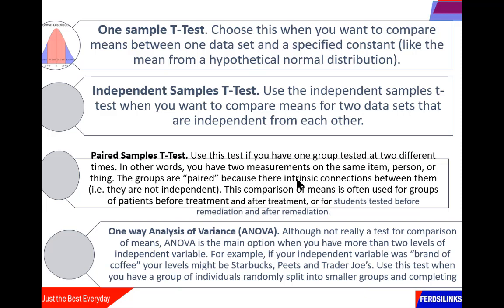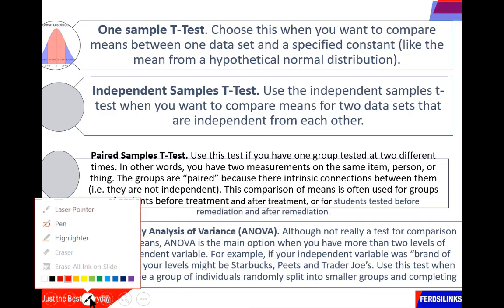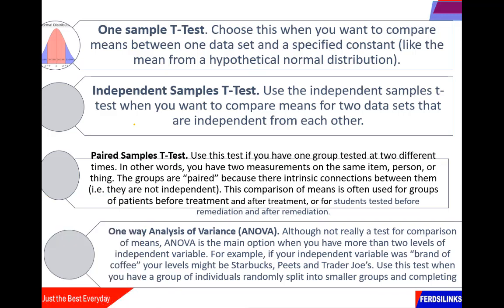The independent sample t-test is used when we have 2 groups that are unrelated, and we want to see if there exists a statistical difference between the 2 groups' means. In this case, remember we're talking about means.